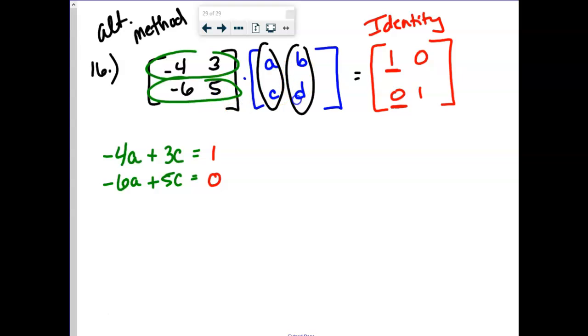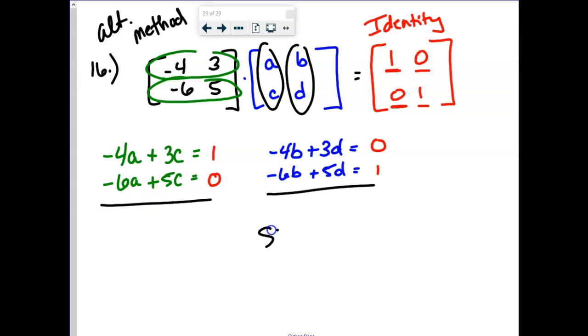Now let's go look at the second column with the b and the d. First row, second column would be negative 4b plus 3d equals 0. And then second row, second column would be negative 6b plus 5d equals 1. So what you'd have to do here, guys, is solve the systems, and then you would have A and B and C and D, and you'd be able to plunk them into this formula. I personally do not like this method.